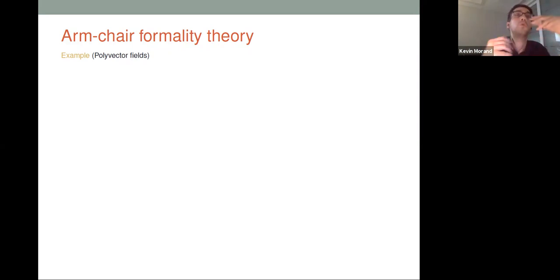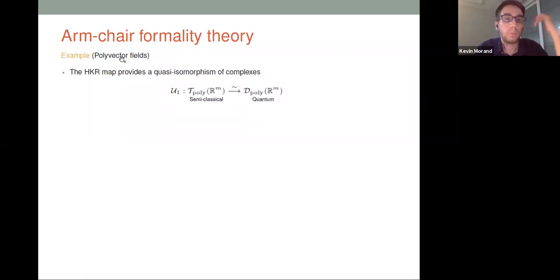So we don't want to be bothered by all the complications in Kontsevich's formality construction, like the weights and so on. We want to focus just on what happens on the T-poly side. In fact, just by doing so, we can make some non-trivial statements regarding formality. This is what I will explain using the example of polyvector fields. As is well known, we have the Hochschild-Kostant-Rosenberg map, which provides a quasi-isomorphism of complexes between T-poly and D-poly. So this is just a map of complexes. It just says that T-poly is the cohomology of D-poly.